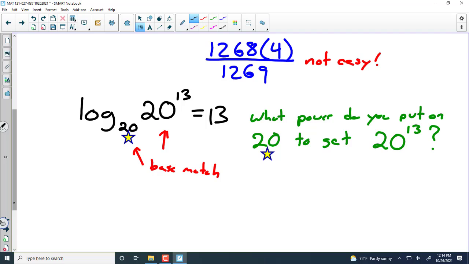And if you understand what this is asking, you pretty much answer the question when you ask it. Listen carefully again. What power do you put on 20 to get 20 to the 13th power? 13? Yeah. Well, shoot.